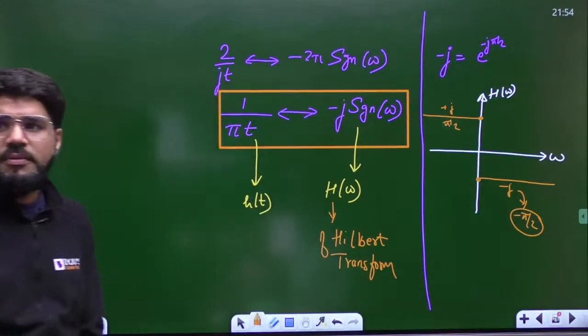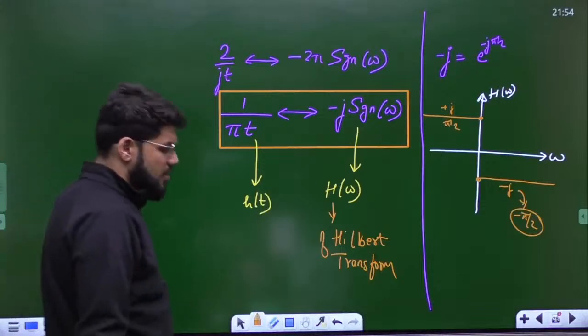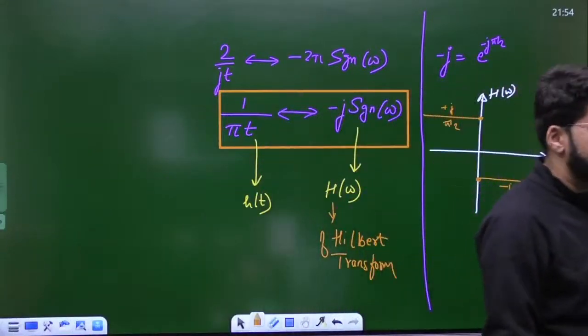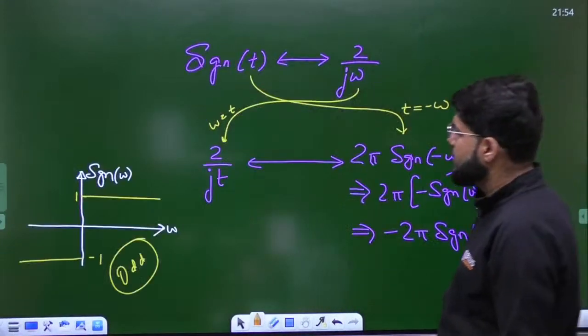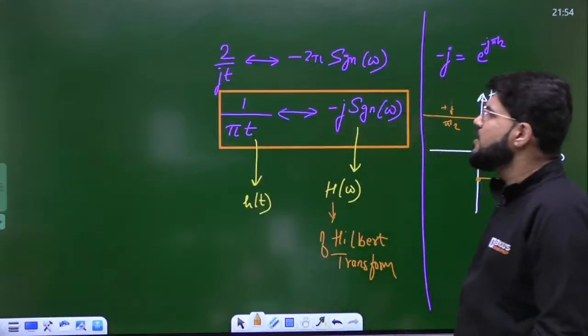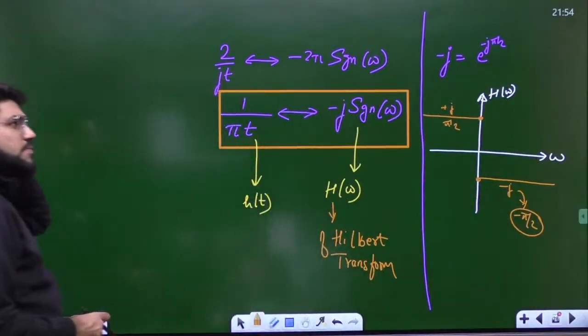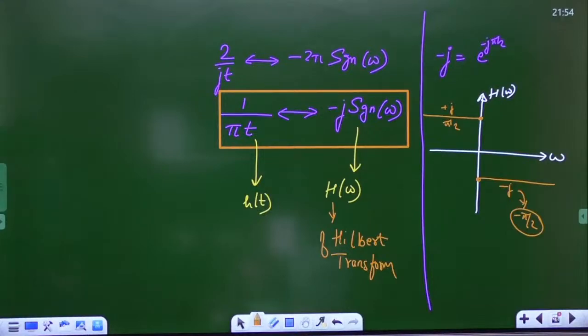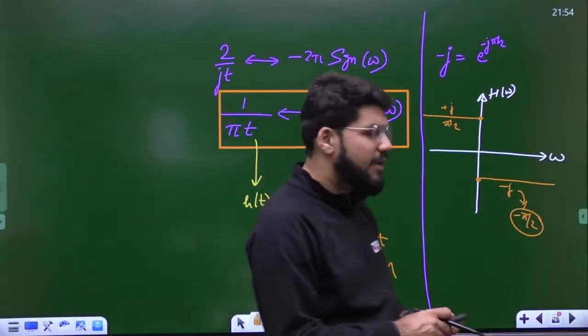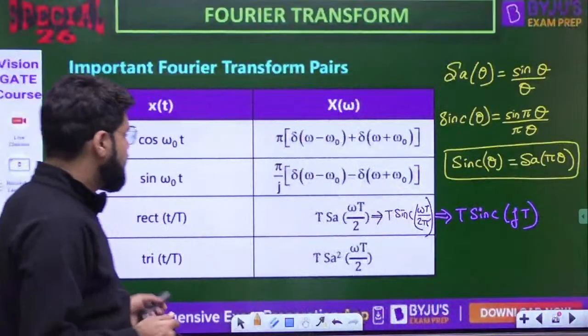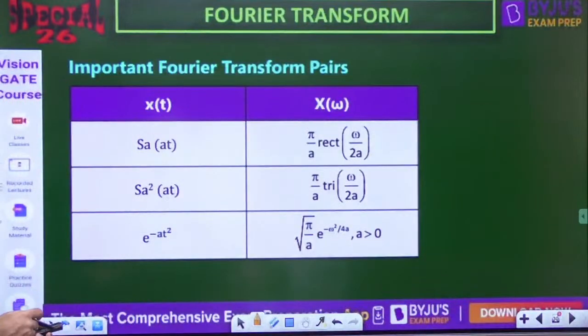Okay, Hilbert transformer. ठीक है जी? चलो. So 1 upon pi t has the Fourier transform minus j signum omega. Okay, minus j signum omega. ठीक है, चलो डन है. Okay, now let's move ahead. Yeah, so I think all important formulas and pairs discussed.